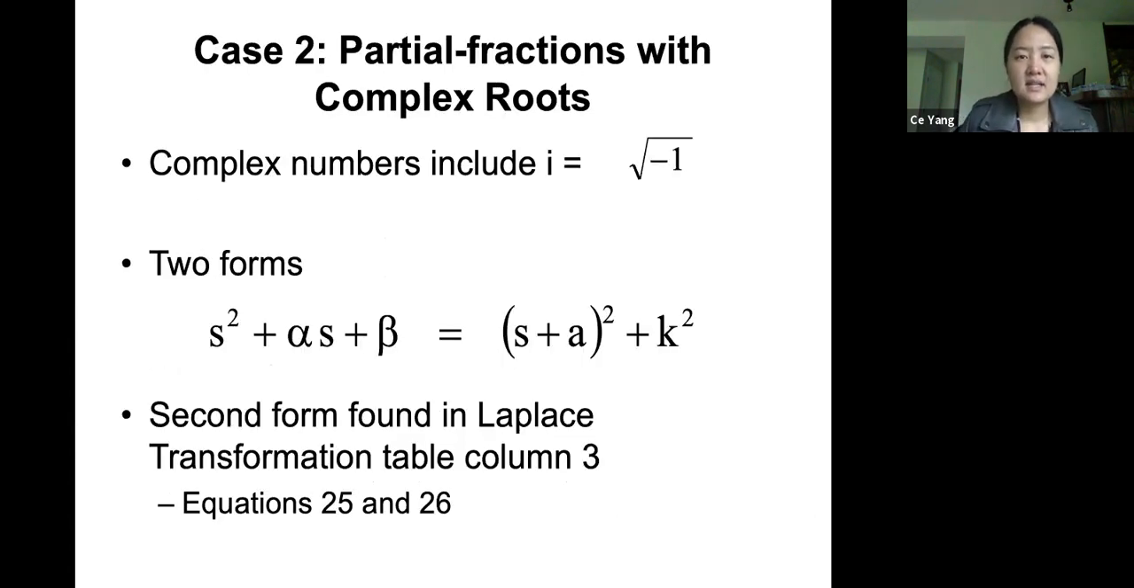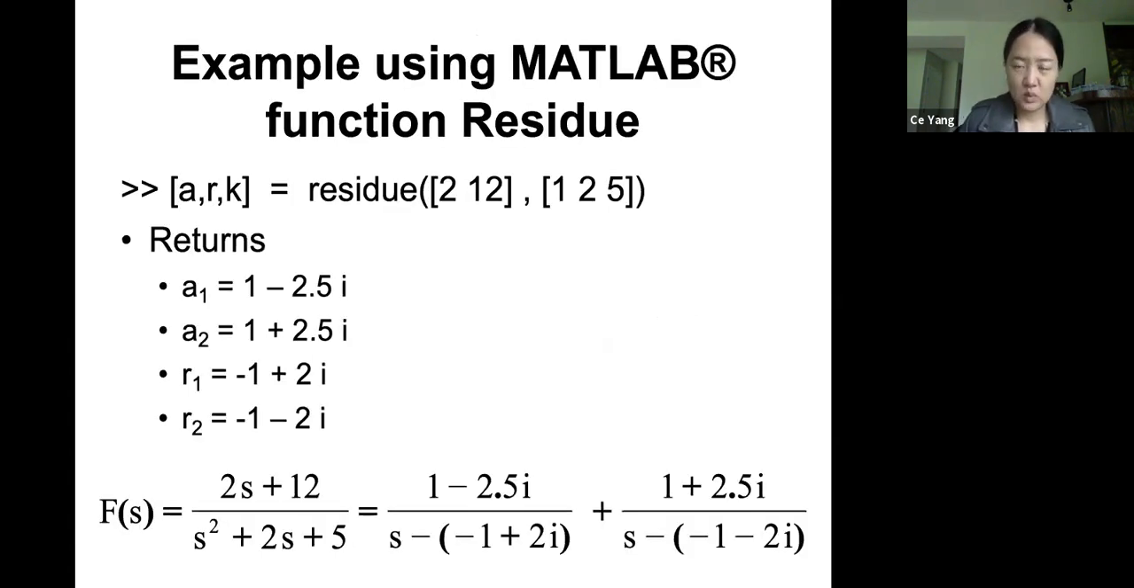And the second case is complex roots, which means it contains the i part. There are two forms. First form is the polynomial itself. Second form is the form that we can use to find the complex roots, which is (s plus a) squared plus k squared. The second form can be found in the Laplace transform table, column 3, and in this specific case we can refer to equations 25 and 26. And then we can use the MATLAB residue command to find the roots.